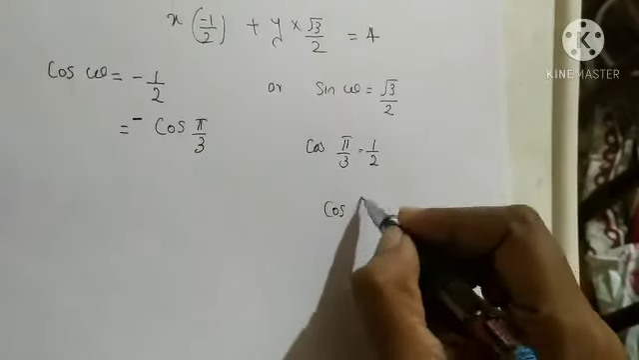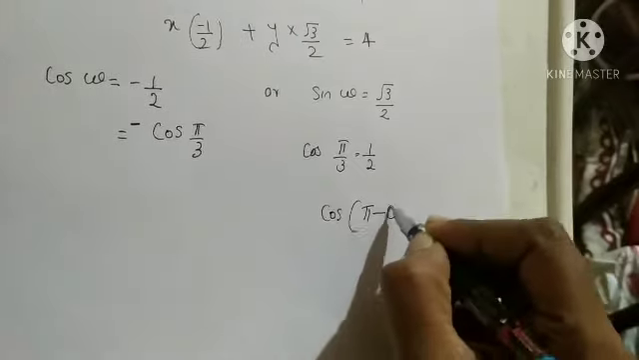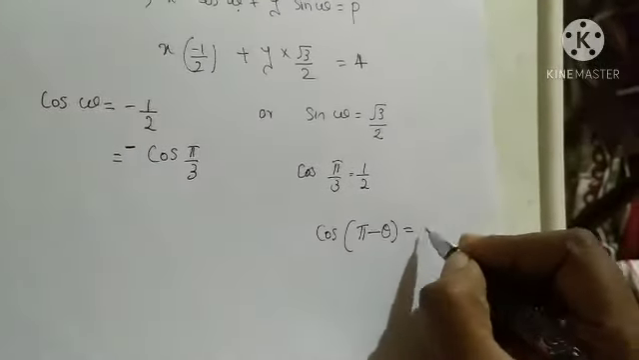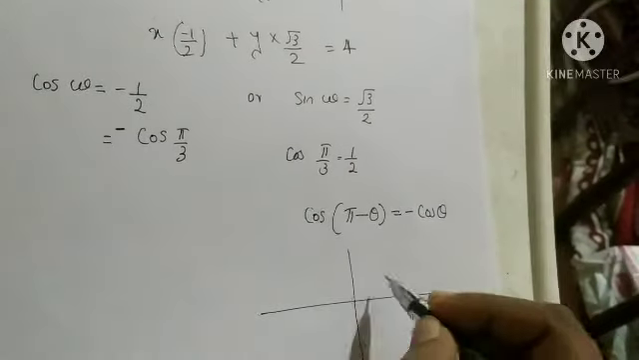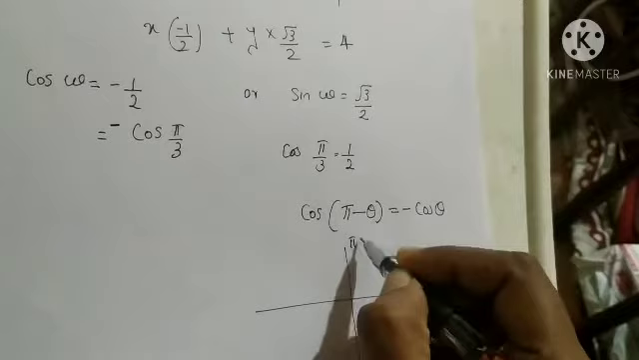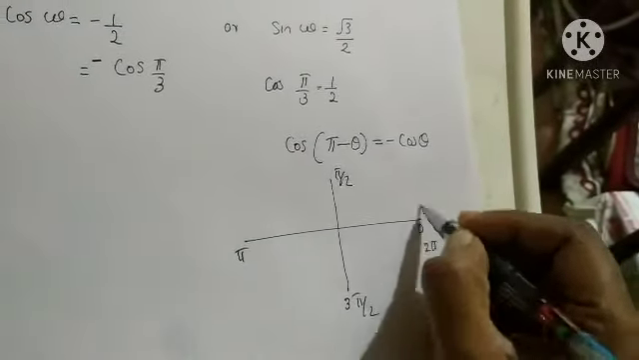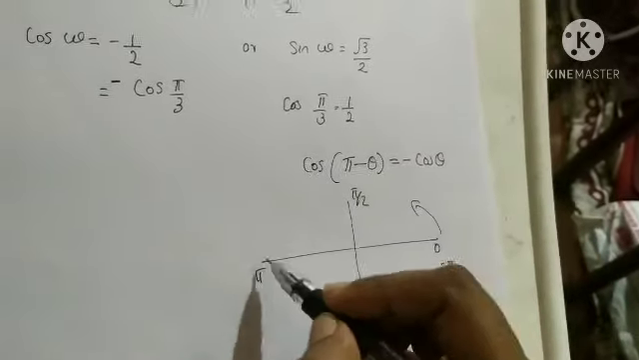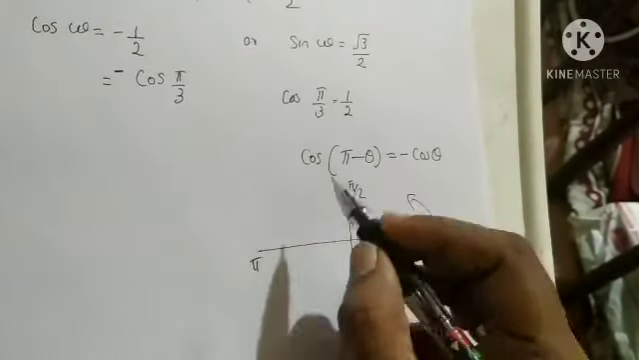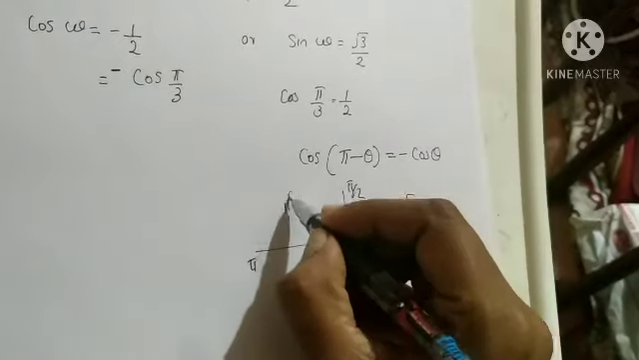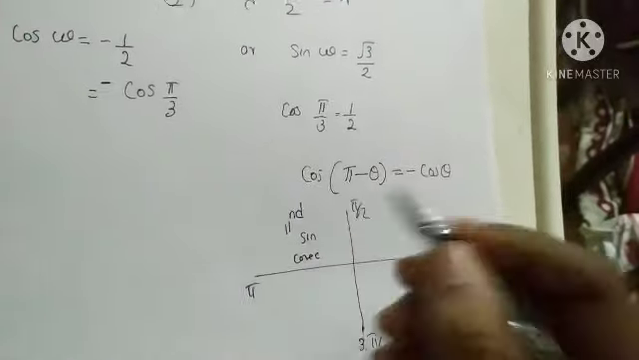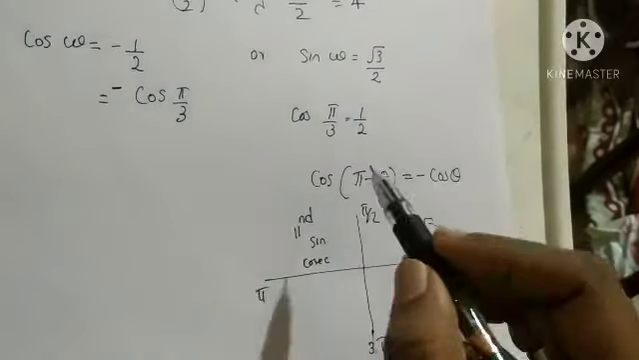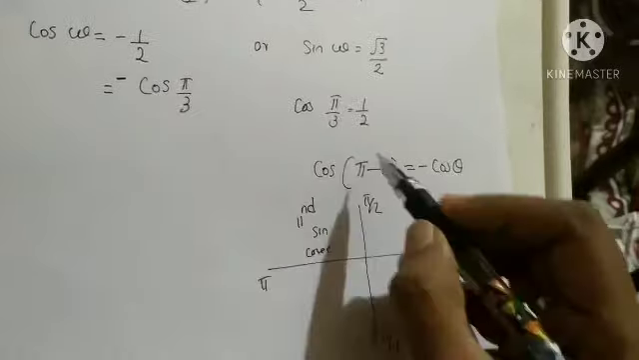Next I am going to take this minus inside the angle, and we know that cos of pi minus theta is equal to minus cos theta. And if we draw the 4 quadrants, this is our 0, pi by 2, pi, 3 pi by 2 and 2 pi and so on. We know that the angle pi minus theta lies in the second quadrant. Only sine and cosec are positive in the second quadrant. So the value of cos of pi minus theta is equal to minus cos theta.